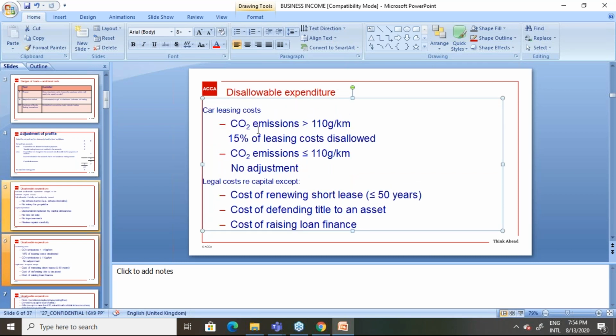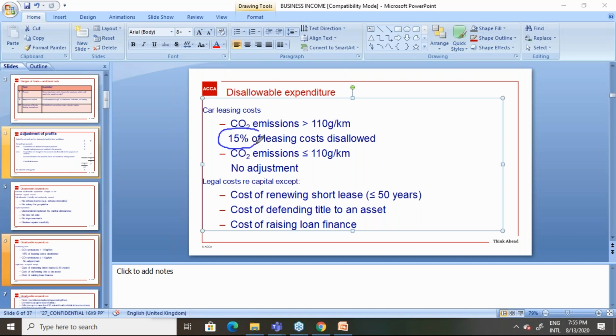Some of the other disallowable expenditure. If you have leased a car where you are paying the lease rental, and if the carbon dioxide emission of the car exceeds 110 grams per kilometer, that means a high emission car, then the total lease rental paid is not an allowable expenditure.